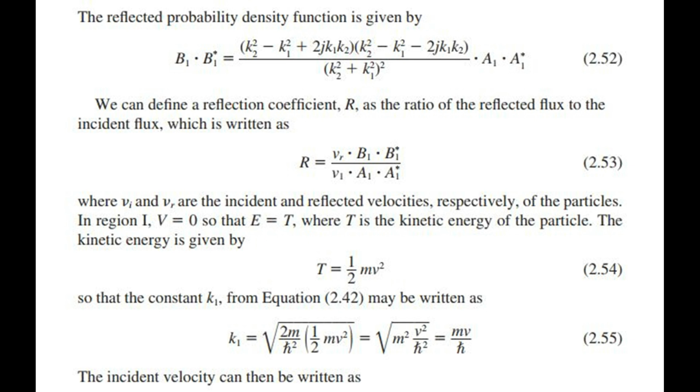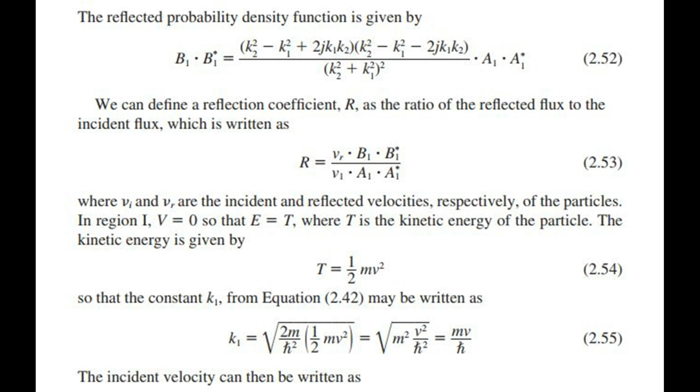We can define a reflection coefficient, R, as the ratio of the reflected flux to the incident flux, which is written as, where Vi and Vr are the incident and reflected velocities, respectively, of the particles. In region 1, V = 0 so that E = T, where T is the kinetic energy of the particle. The kinetic energy is given by, so that the constant K1, from equation 2.42, may be written as. The incident velocity can then be written as.